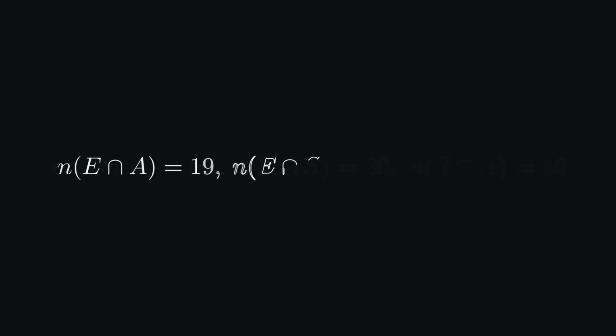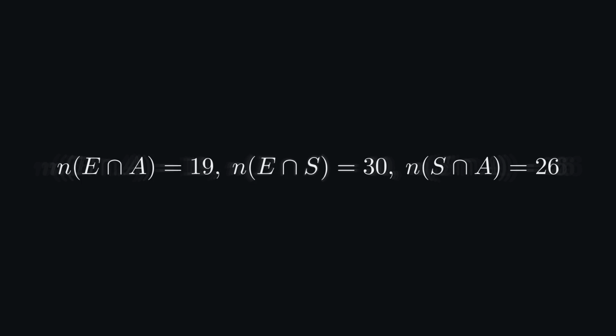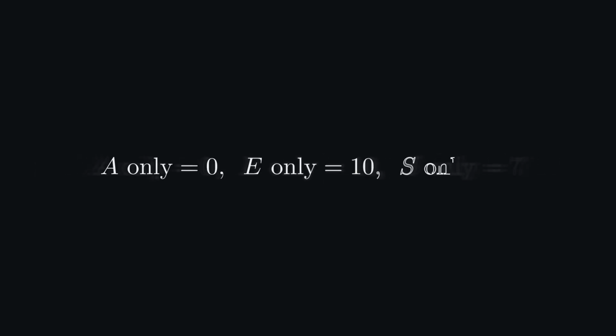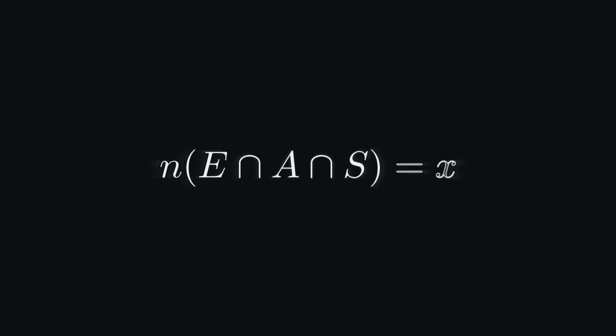We know 19 visited both Europe and Africa, 30 visited Europe and South America, and 26 visited South America and Africa. No tourists visited only Africa, while 10 visited only Europe and 7 visited only South America. Let's represent the number of tourists who visited all three continents as X.